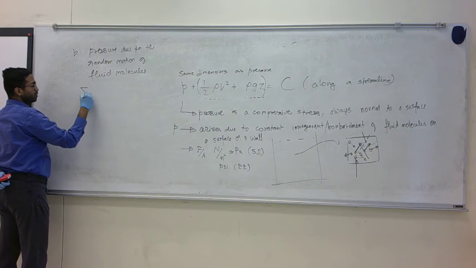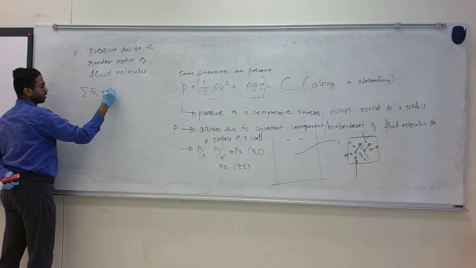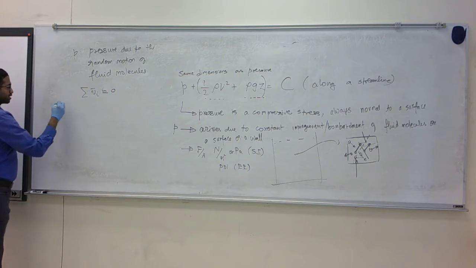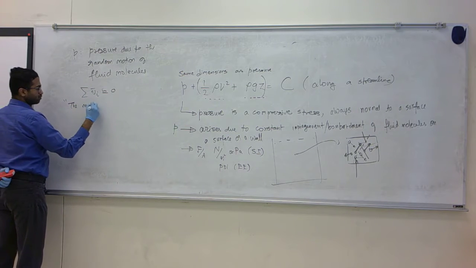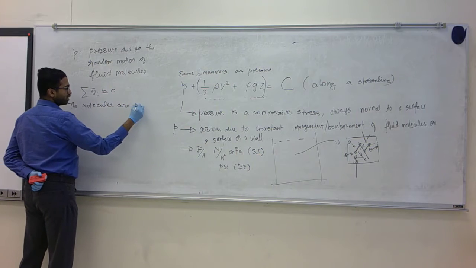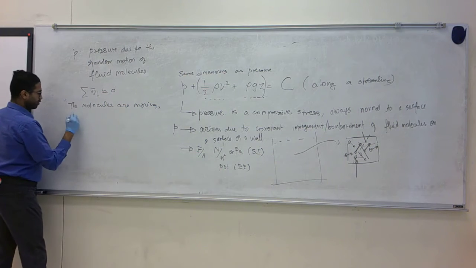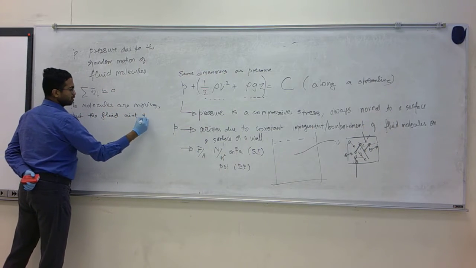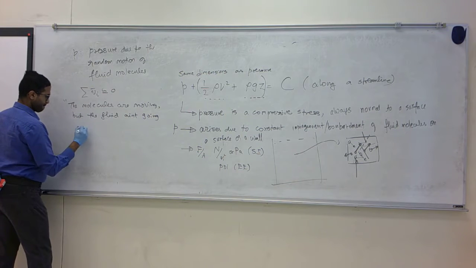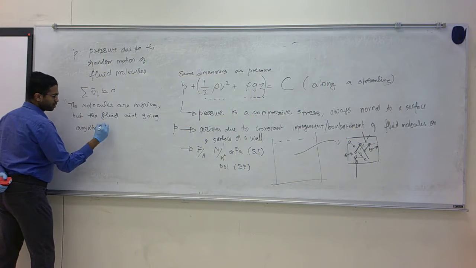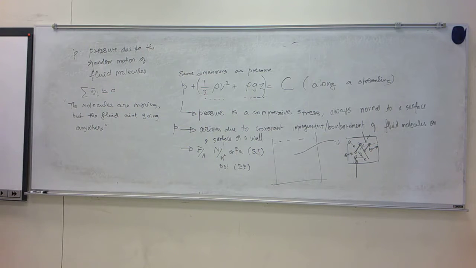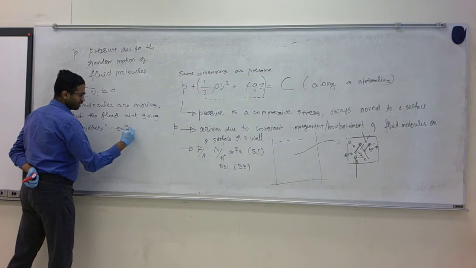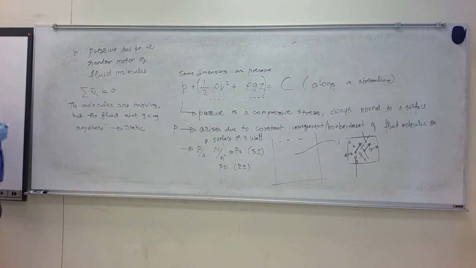The net velocity of the molecules adds up to zero approximately. What that means is the molecules are moving, but the fluid isn't going anywhere. The molecules are all randomly moving around, but the fluid itself is not moving, and that's the reason why we call this fluid static. The fluid itself is static.